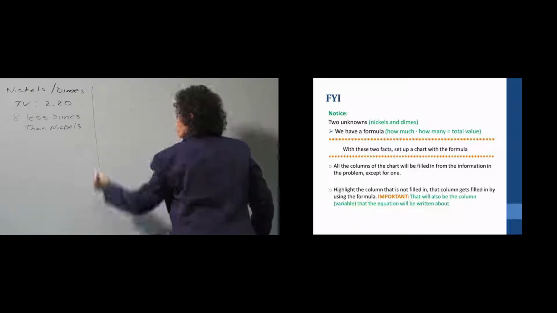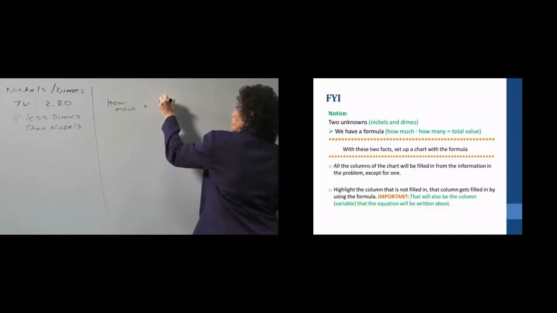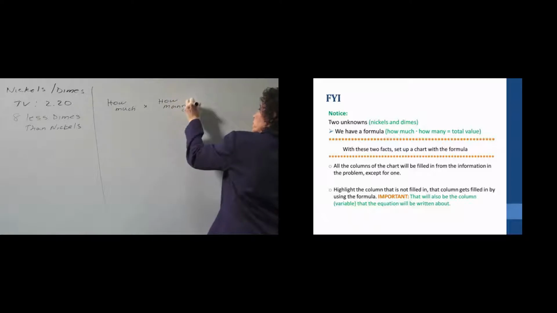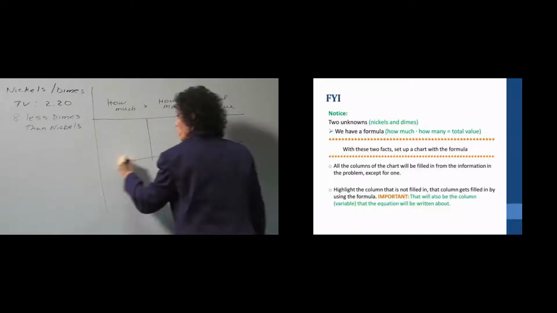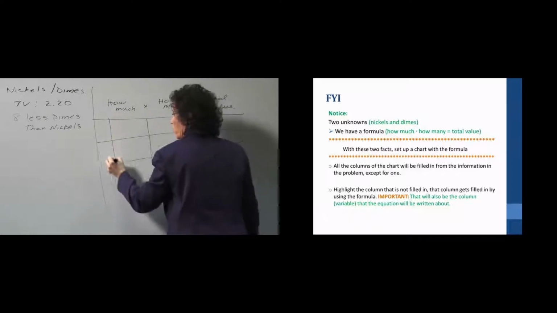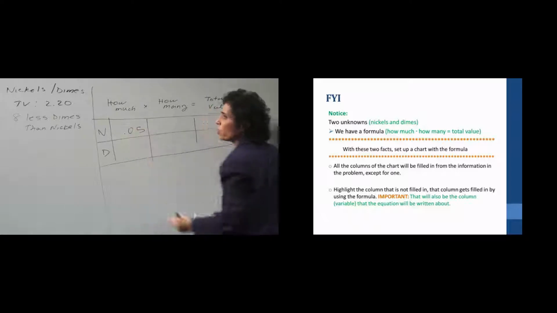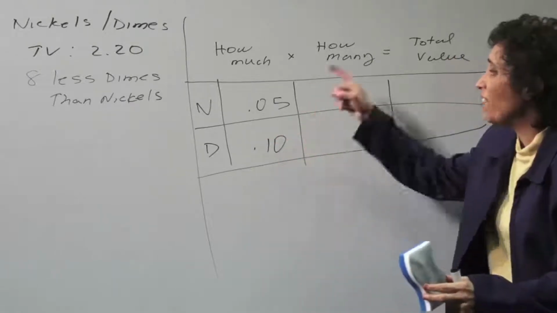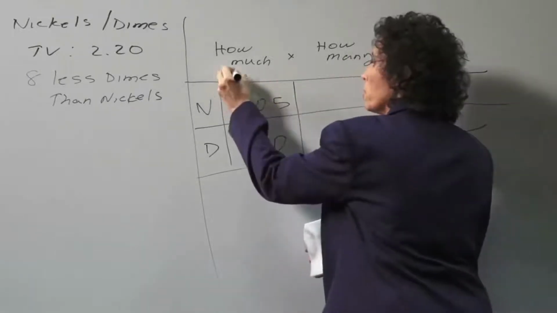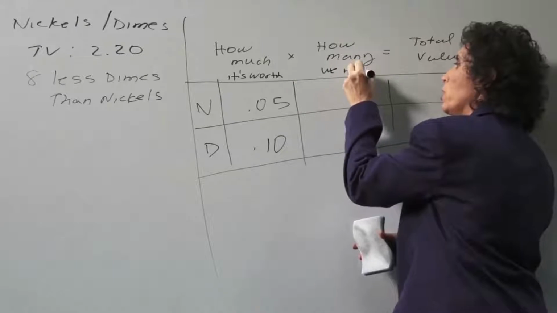All right, ready, guys? Here we go. How much times how many equals total value. We have nickels and we have dimes. Okay, how much? Well, a nickel's worth 5 cents, right? A dime is worth 10 cents. Now, when we say how much times how many, in this problem, we mean how much it's worth by how many coins we have.